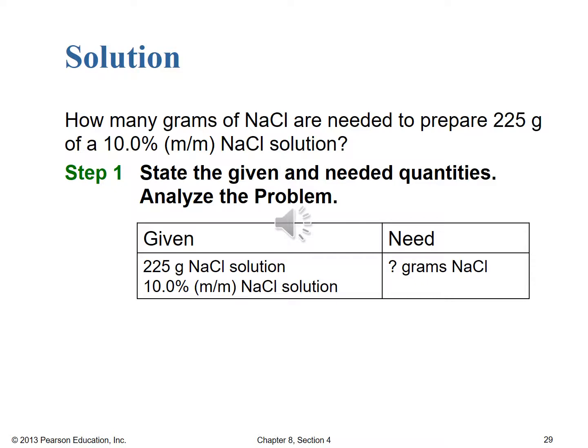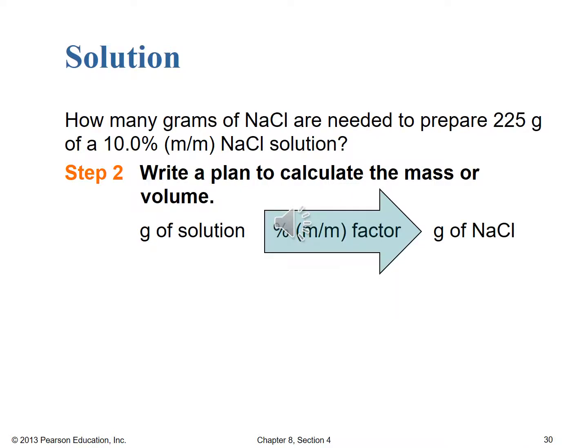Okay, in step 1, as always, you analyze the problem to find that you're given 225 grams of NaCl solution. You're given that it's a 10.0 mass per mass percent NaCl solution, and you need to know the number of grams required to make that solution. Moving on to step 2, now we'll write our plan to calculate ultimately the mass in this case. So we have the grams of solution. We'll use that mass per mass percent factor to get to grams of NaCl.